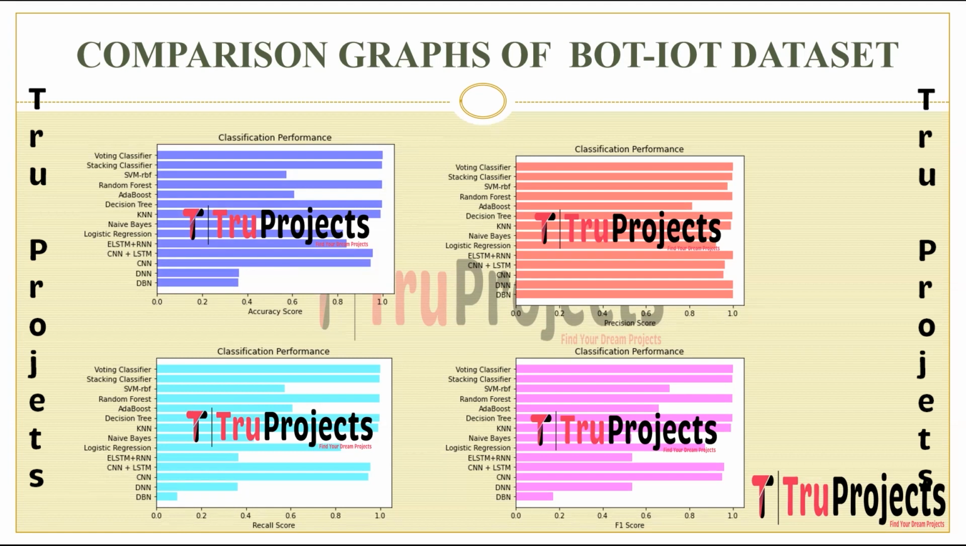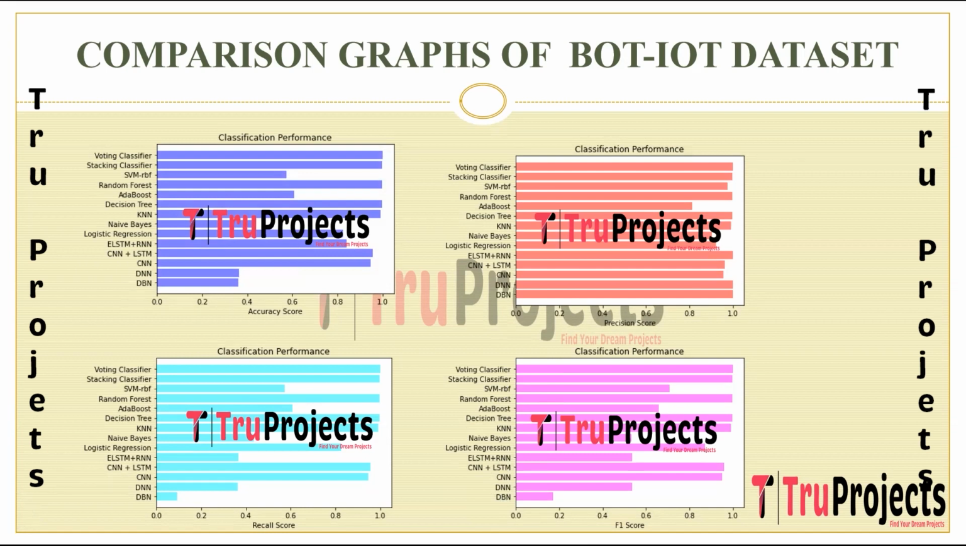It calculates the ratio of true positives to the total number of actual positive instances, true positives plus false negatives. This is the F1 comparison graph. On the x-axis, we have F1 score, and on the y-axis, we have algorithm name.